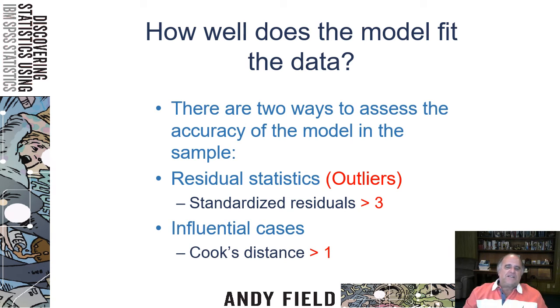He also suggests looking at influential cases. And for looking at influential cases, he suggests using Cook's distance. And again, I believe his suggestion is, please go to the book and make sure I'm correct, that if a Cook's distance is greater than 1, then it's a problematic data point.